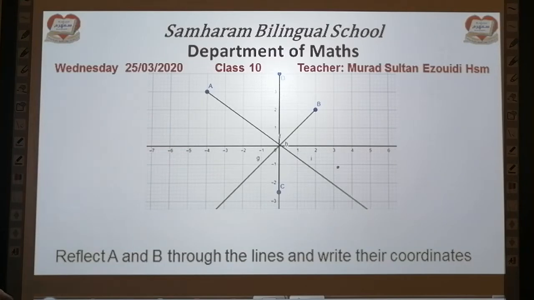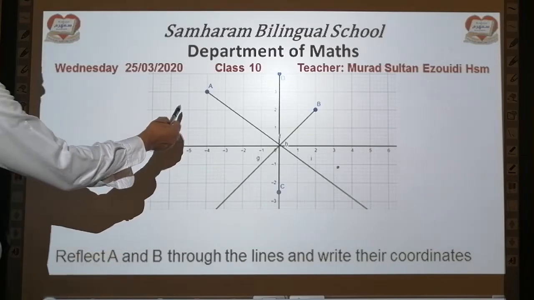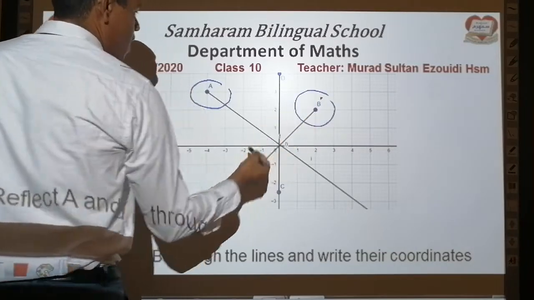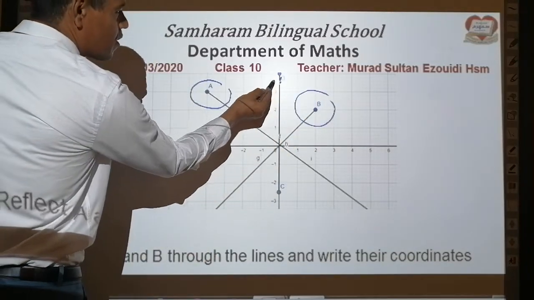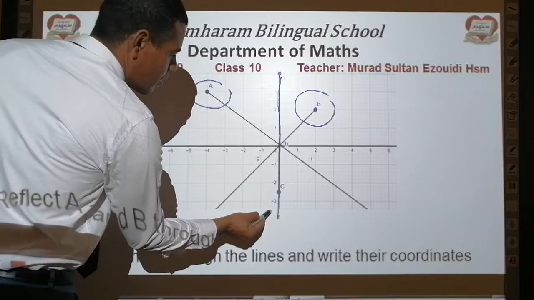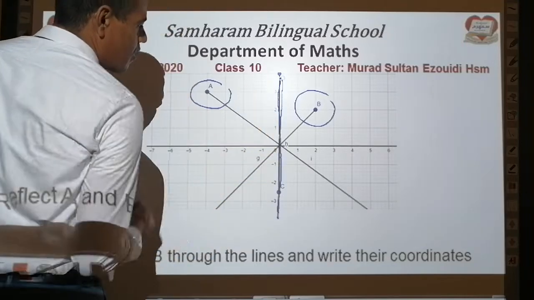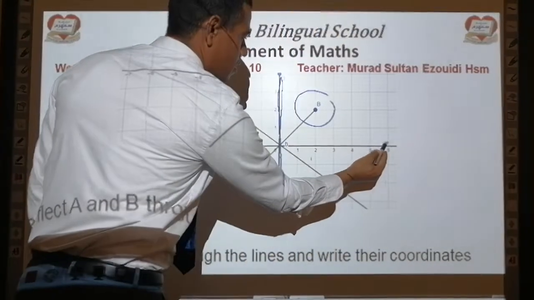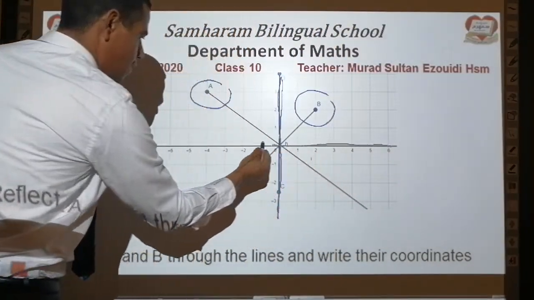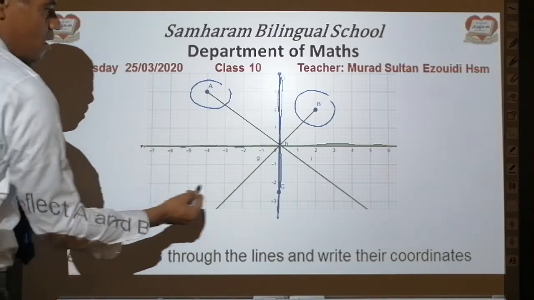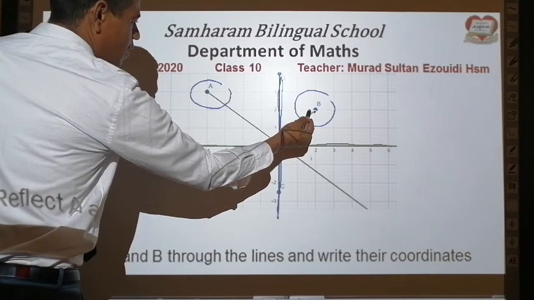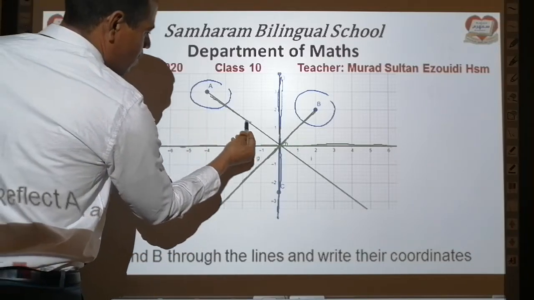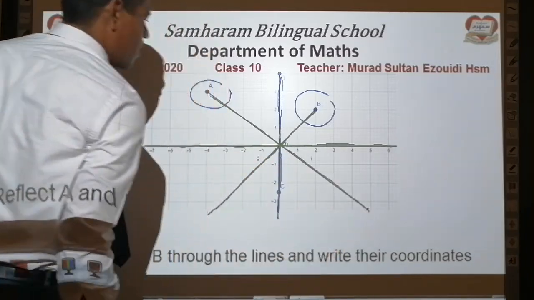Now let's see. The question is, here we have a diagram. We have a point A, and we have a point B. And we have a mirror line. This is a mirror line, the line of reflection. This is also another line of reflection. Another line of reflection. And this one, another line of reflection. The question is what?